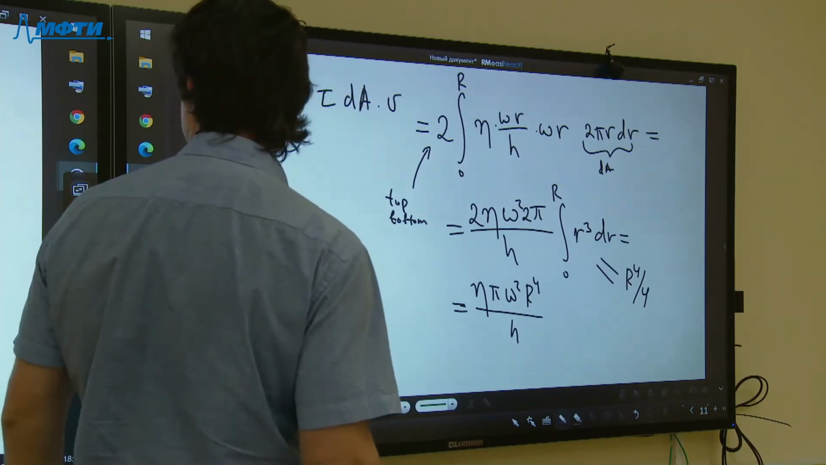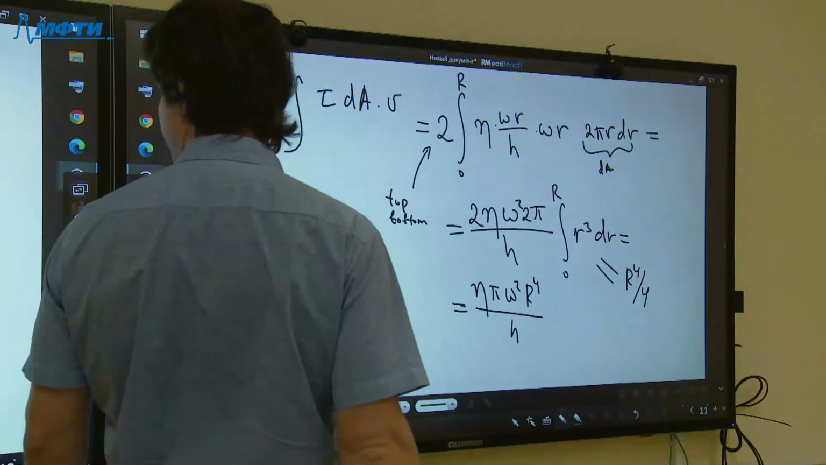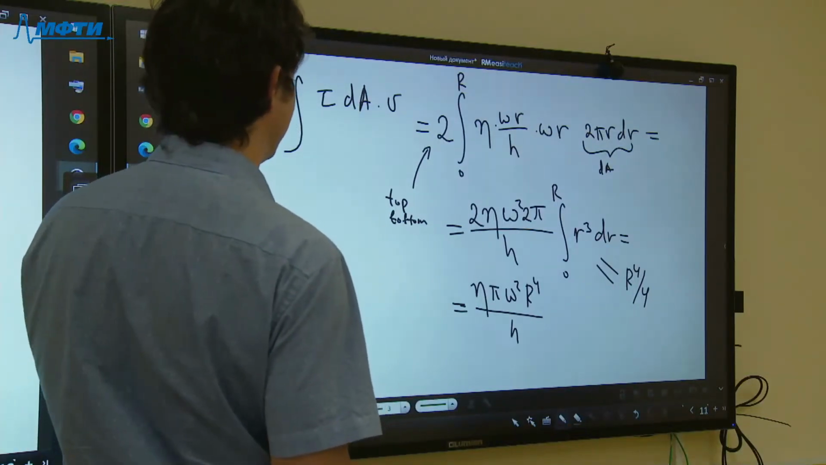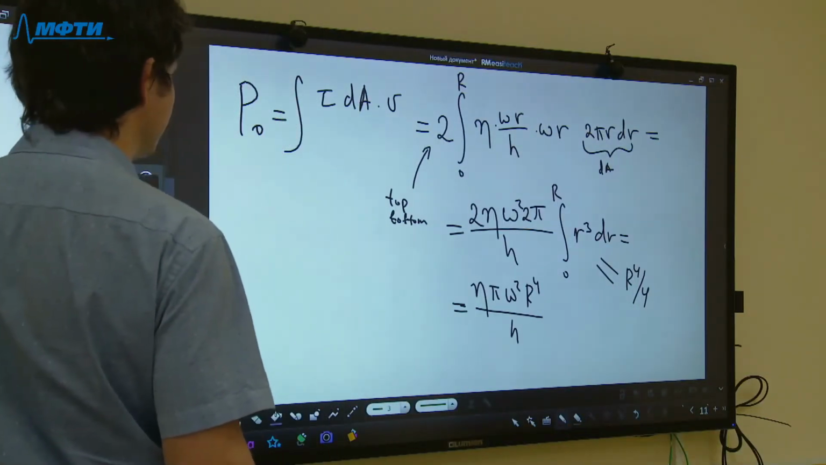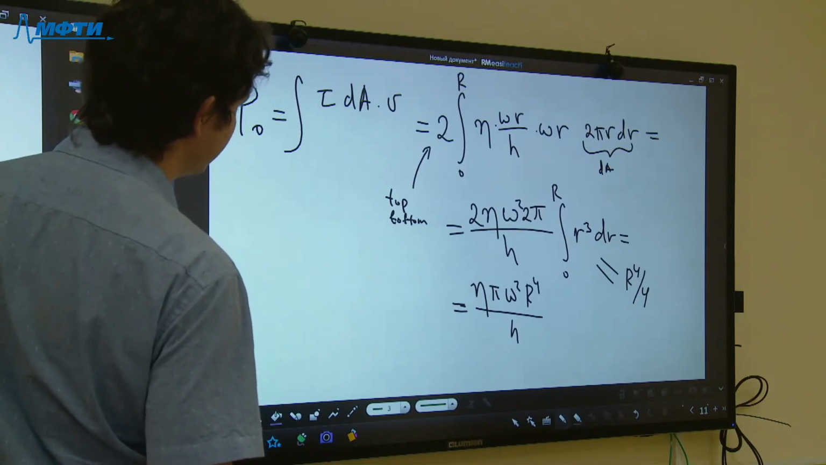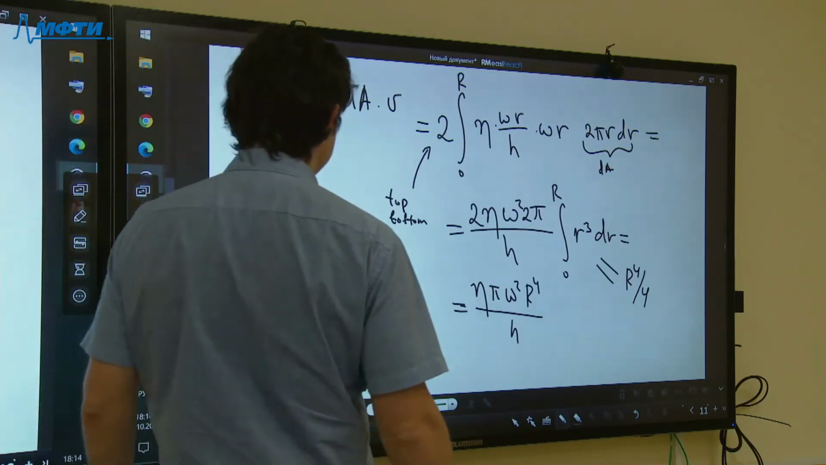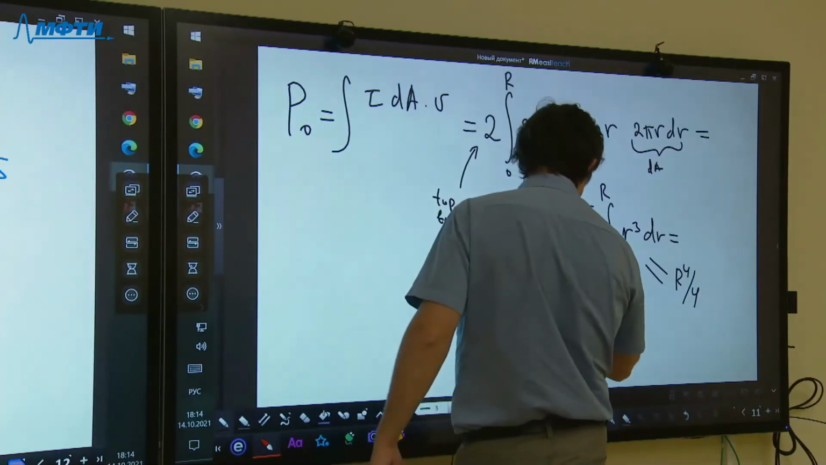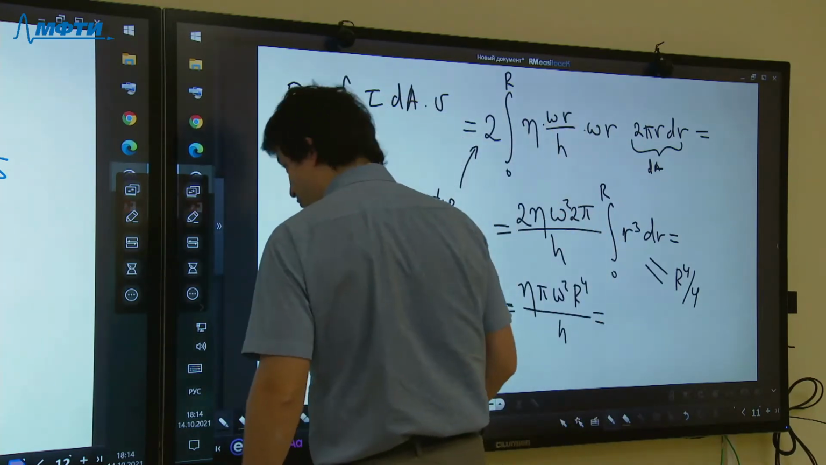I hope I haven't made a mistake during this derivation. I see actually no place where I could have made a mistake here. Okay, so now I need to perform the calculation.